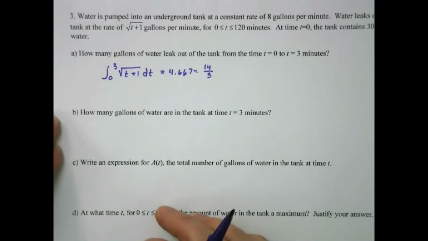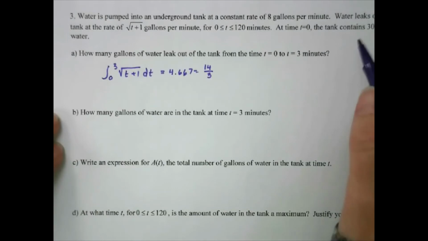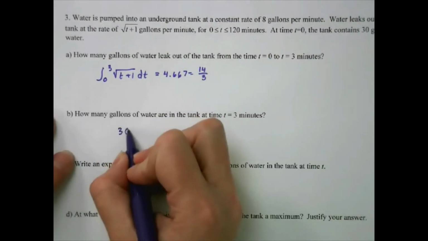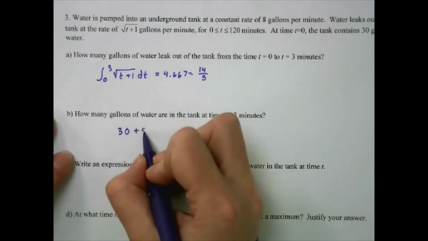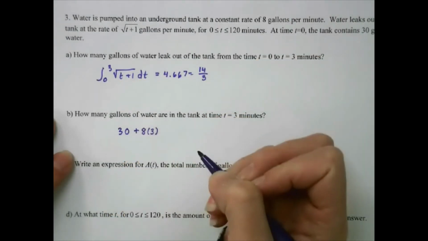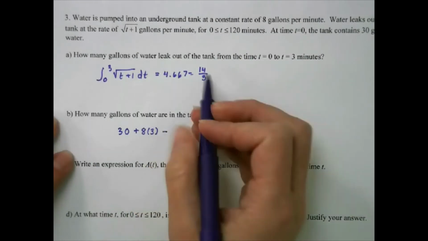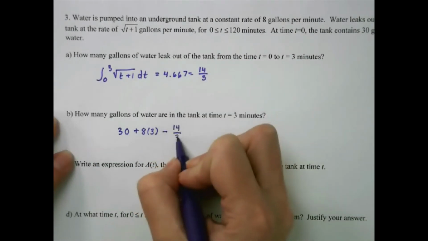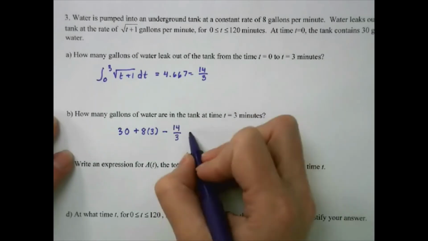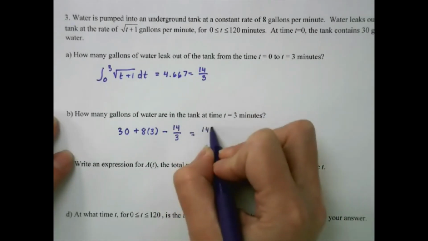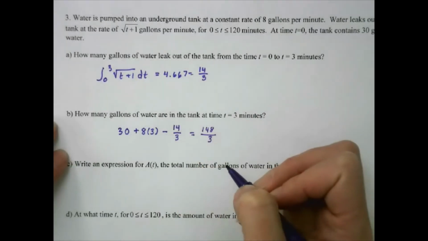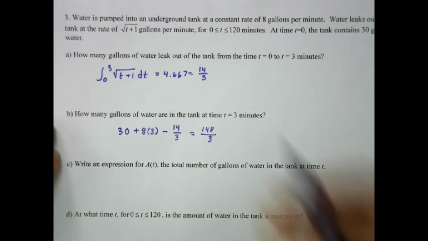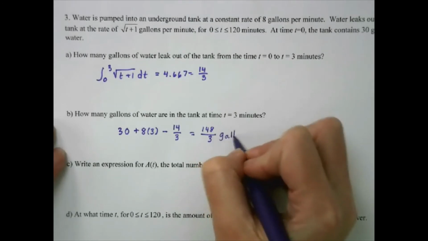Okay, how many gallons of water are in the tank at 3 minutes? Well, we have the initial amount is 30. It's going in at a rate of 8, so we've added 8 times 3 because we're going for 3 minutes. And then out is 14 thirds. So we get 148 thirds for how much is in there, and this is going to be gallons.